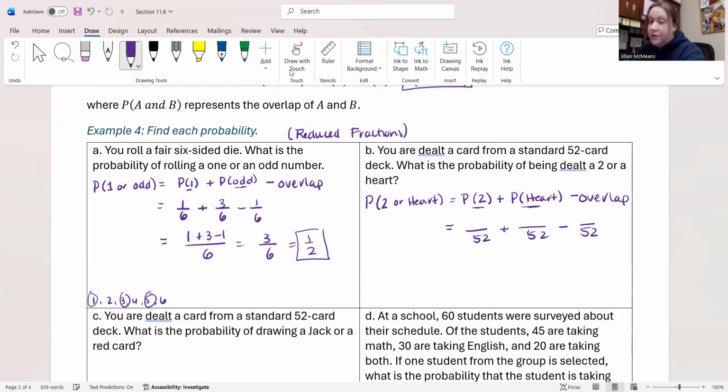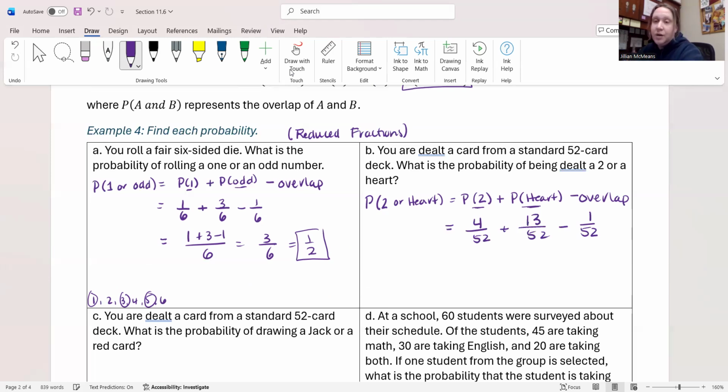So we're going to have three fractions that have a denominator of 52 because there's 52 cards in a deck. How many of those cards are twos? We have 4 twos in a deck. How many cards are hearts? Well, 13 of them. But how many cards are twos and hearts? Just one. We have the 2 of hearts.